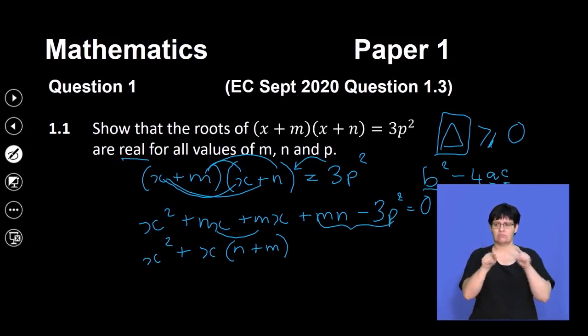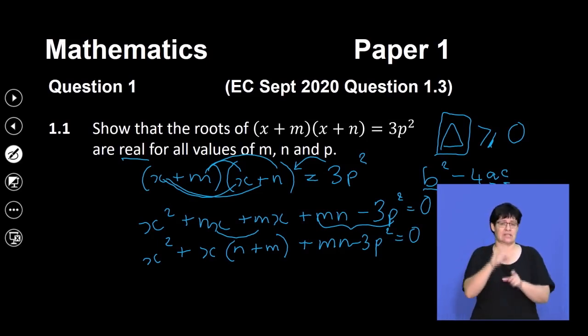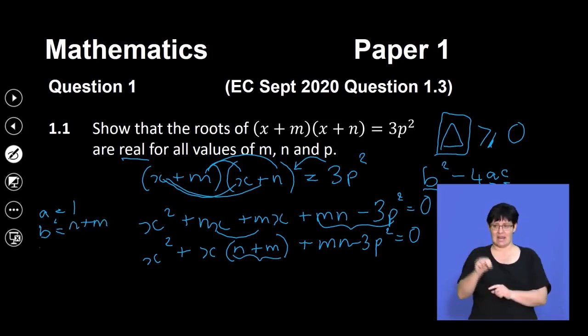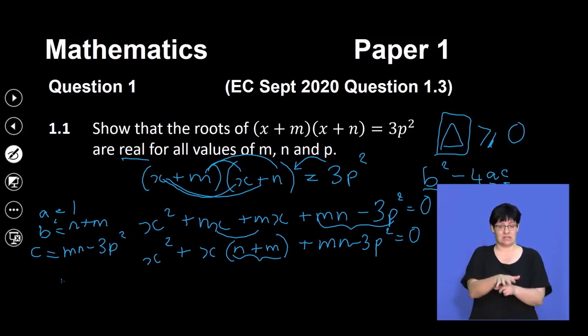Now, these two terms are effectively the constant in this expression. So we're going to keep those at the end, and that is the constant, which, as we know, is equivalent to c. Now that this equation is in standard form, we can extract the values of a, b, and c. So I'm just going to do it over here. We've got a is equal to 1. b, which is the coefficient of x, is equal to n plus m, and c is equal to mn minus 3p squared. Okay, so now to calculate the discriminant, I'm going to do b squared minus 4ac.